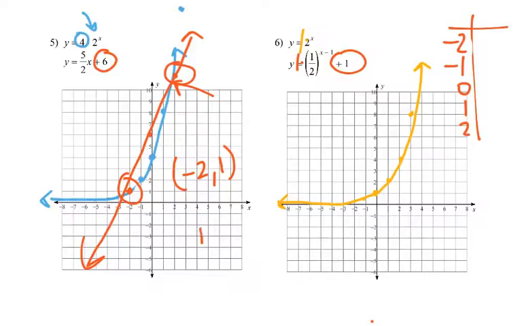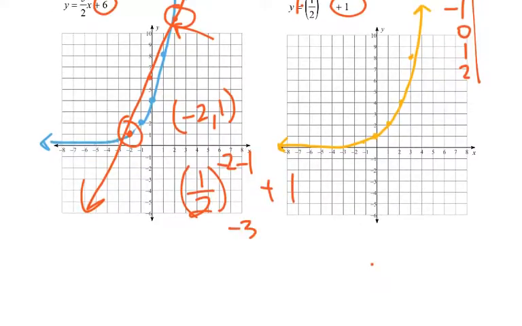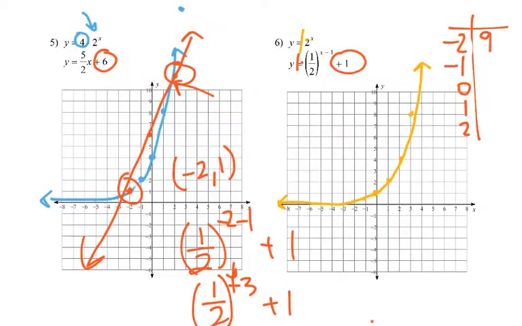So if I do a negative 2 in there, so 1/2 to the negative 2 minus 1 plus 1. So negative 2 minus 1 is negative 3. Now, we learned some rules at one point about these. A negative flips for the reciprocal, so it would be 2 over 1, or just 2, and gets rid of that, so it's 2 to the third plus 1. Well, 2 to the third, 2 times 2 times 2, that's 8, plus 1 would give us 9. So at negative 2, we go up to 9.